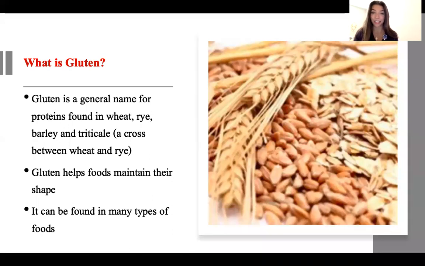So let's get started. I'm sure many of you have heard of gluten-free or gluten intolerant before. Well, what is gluten? Gluten is a general name for proteins found in wheat, rye, barley, and triticale, which is a cross between wheat and rye. Gluten helps foods maintain their shape, and it can be found in many different types of foods.